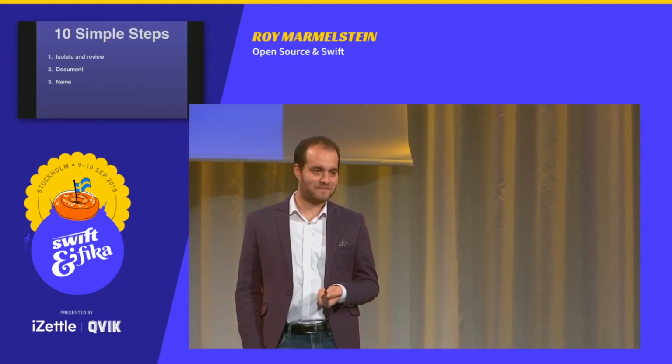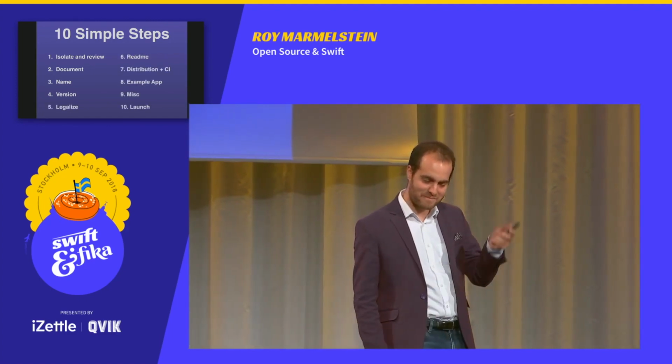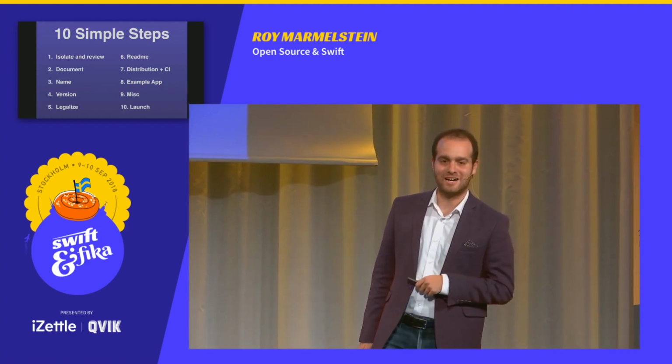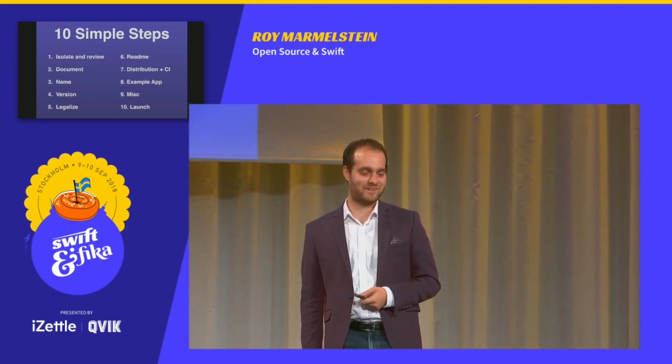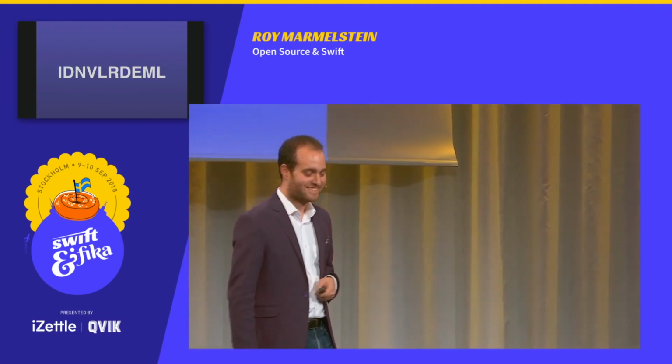So I came up with this list of 10 simple steps: isolate and review, document, name, version, legalize, readme, distribution, example, add miscellaneous, and launch. And this is basically all you need to do. And in order to memorize it, I have a nice acronym.